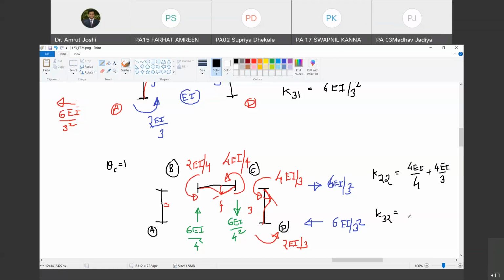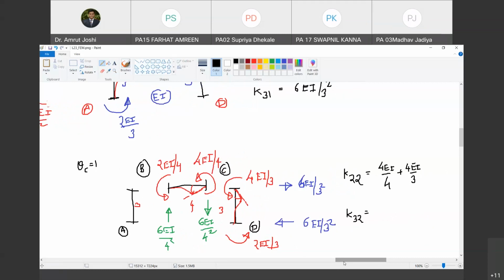Where? At B or at C? At C. So at B there is no force reaction in the X direction. But at C there is a force reaction in the X direction, and that is 6EI upon L square. Do you agree with me? So this is 6EI upon L square.